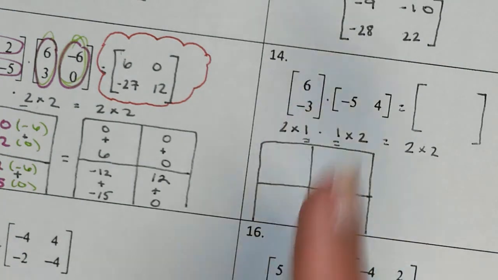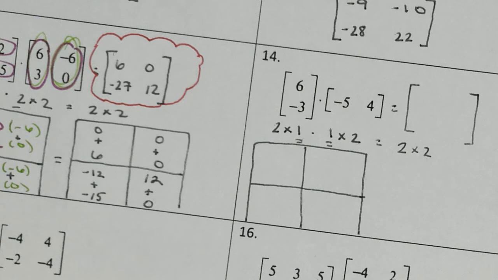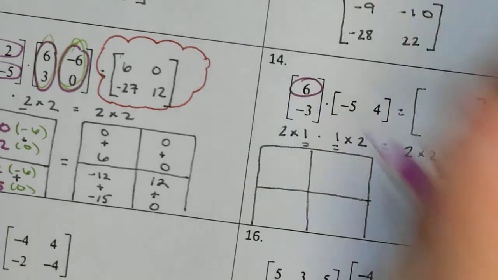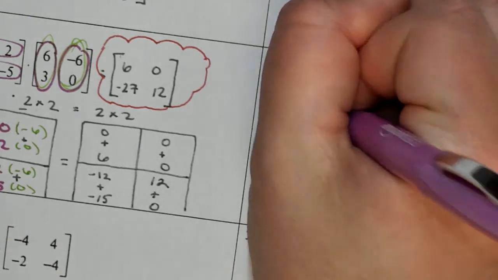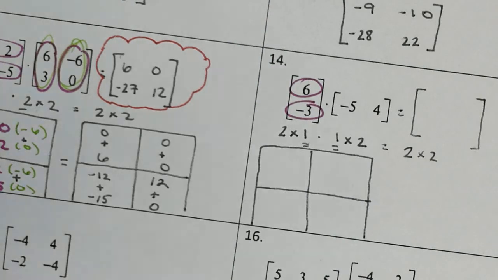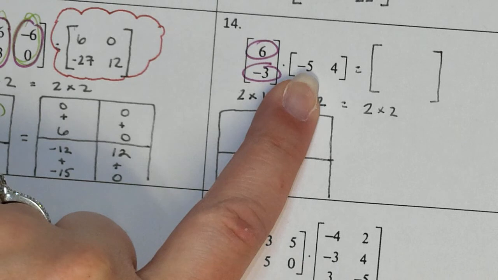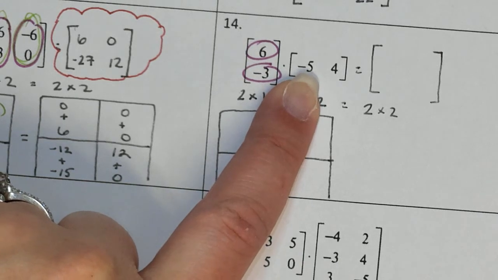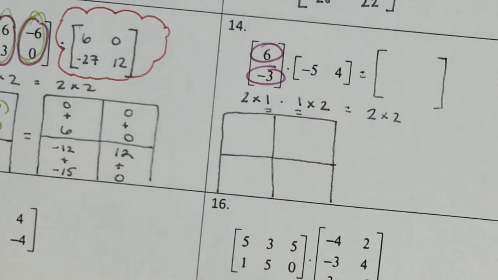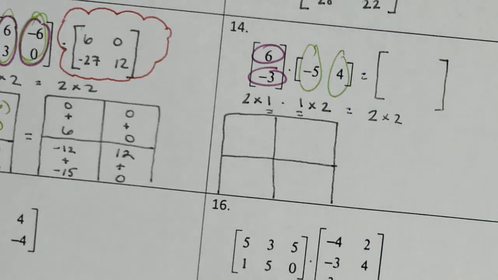Number 12, what do I circle in the first one? The 6. And what else? The negative 3, because I circle rows, and the rows just have one number in them. What do I circle in the second matrix? Number 7. Negative 5 and the 4. I'm circling columns, and they're lonely numbers.